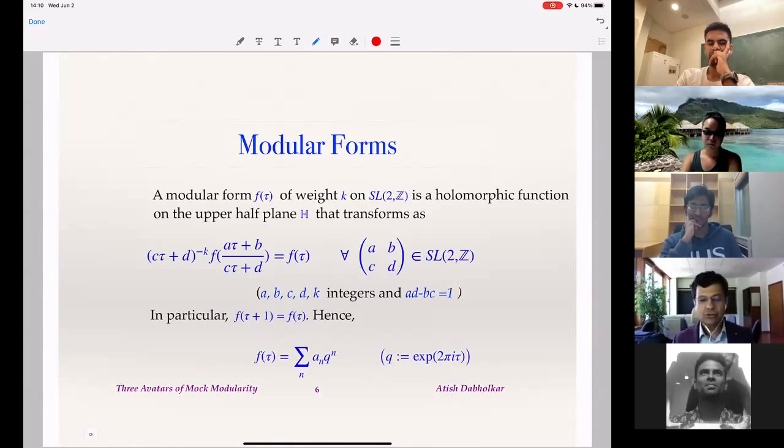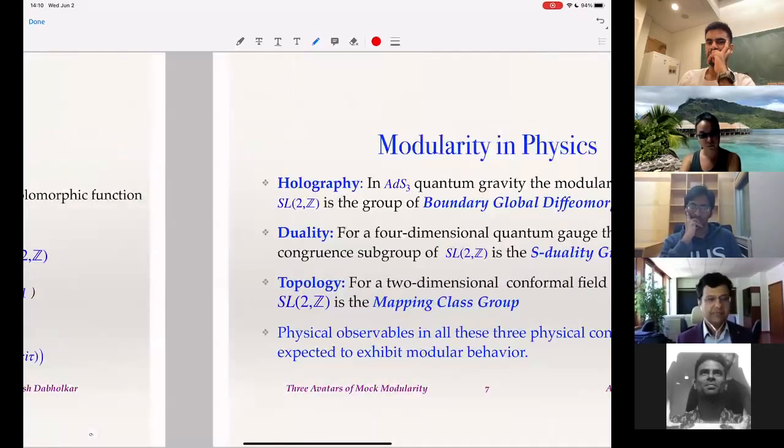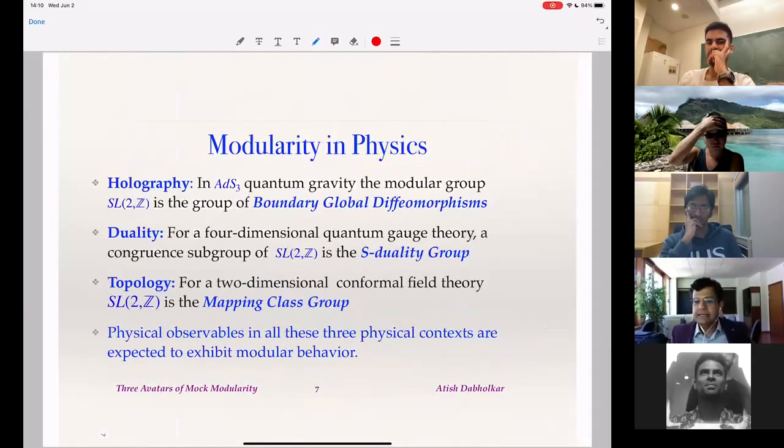So you can do its q-expansion, in terms of exponentials of 2πi, a Fourier expansion. And the q-coefficients a_n contain all the information about this function. And modularity has already appeared in physics in three important contexts, and it's the same contexts in which mock modularity will appear. One is holography.